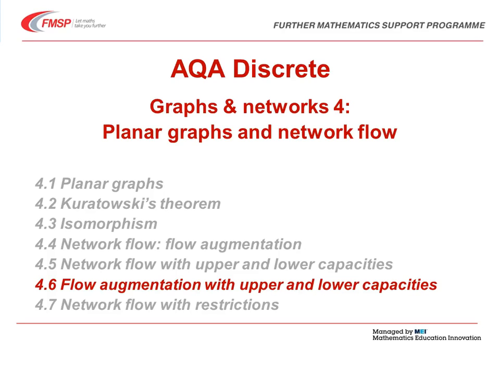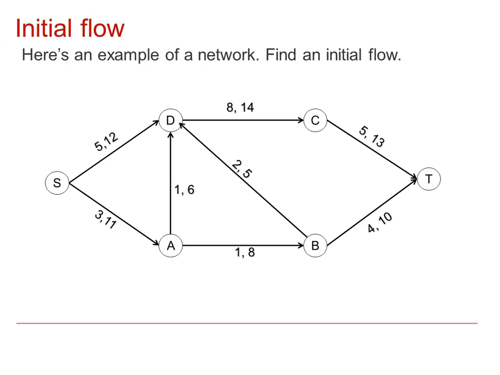This is a video for AQA Discrete Mathematics, Graphs and Networks, section 4.6, which looks at flow augmentation when we've got networks with upper and lower capacities. In a previous video we considered this particular network where we've got upper and lower capacities. So for example SD there, it must have a minimum of 5 flowing through it and a maximum of 12.